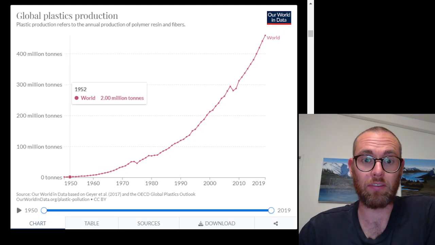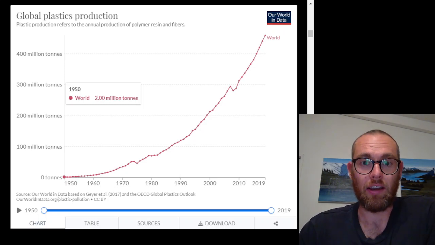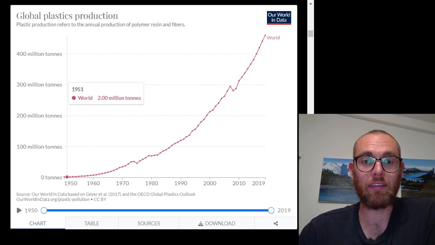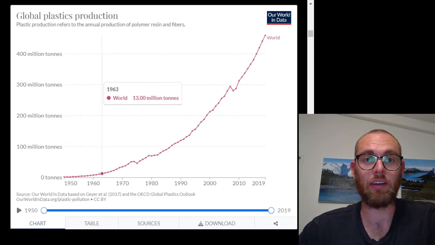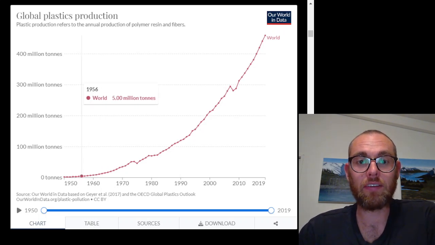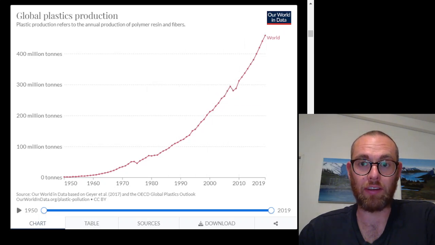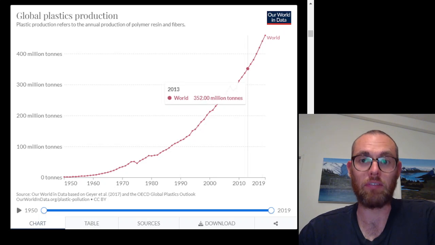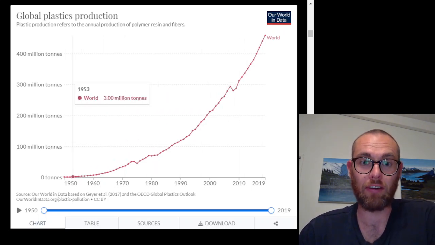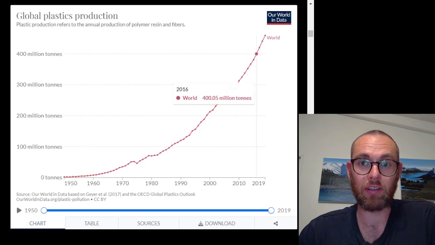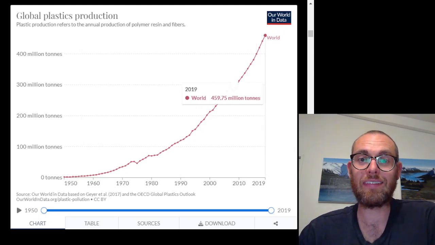And obviously there wasn't that much plastic around in that time. 2 million tons is what they have in here for 1950. And then you can see, this is the annual production of plastic globally, and you can see it's a pretty clear exponential growth rate of how much plastic we produce every year. It's kind of crazy, right? So we get up to 400 million, even higher, 460 million tons per year in 2019.